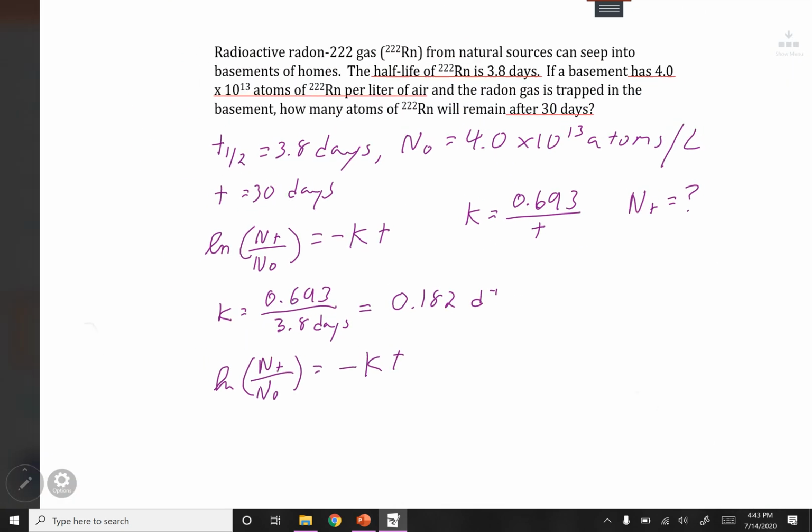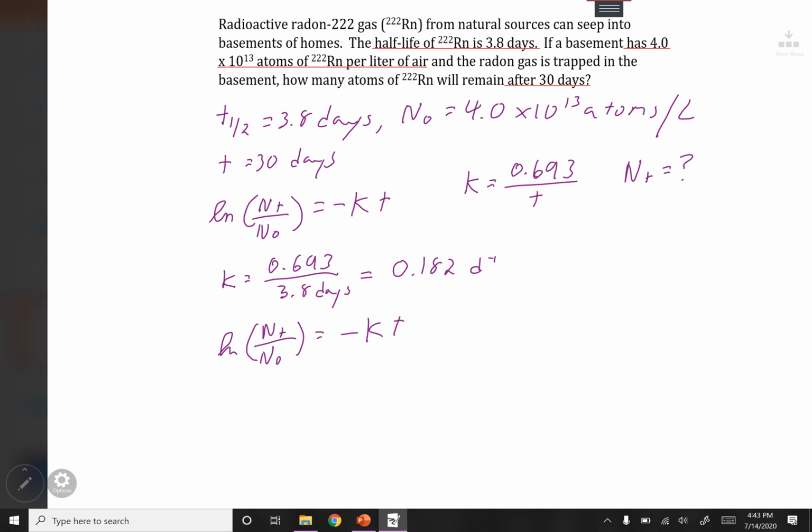There we go. Okay, so we'll say the natural log of, we don't know n sub t, but we know n sub naught. So 4.0 times 10 to the 13th. I'm just going to write A per L, it's atoms per liter. It's equal to minus our k, 0.182 days to the minus 1, and that's times t, which is 3.8 days. I'm just going to put little d.